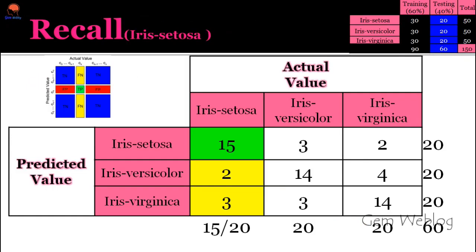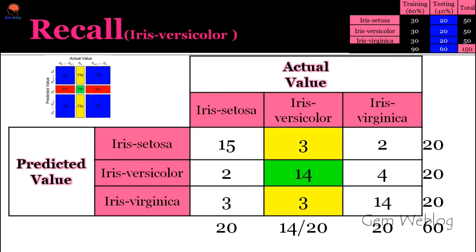Now we look into the calculation of recall for Iris Setosa. So totally 20 samples belong to Iris Setosa. Here 15 are correctly classified as Setosa, 2 samples have been classified as Versicolor and 3 samples are classified as Virginica. So recall is 15 divided by 20.